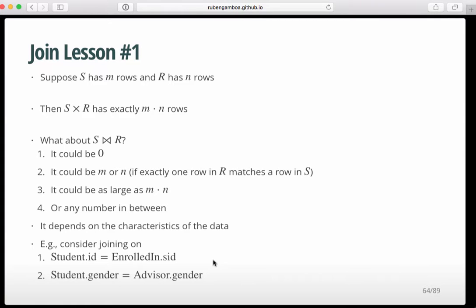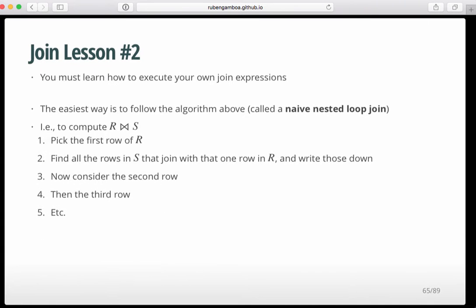So you should just know that the number of tuples depends very much on the characteristics. Typically, what we want it to be is linear. That's what we hope. Okay. All right, join lesson number 2.